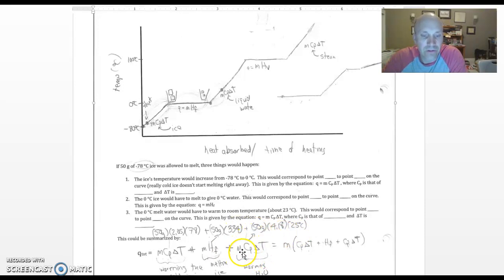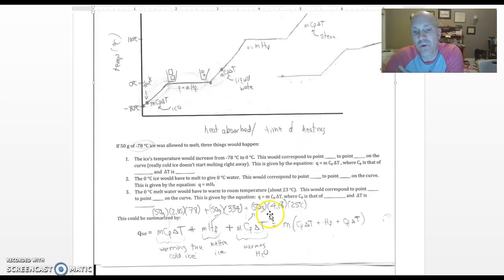And then the last part, the mass, 50 grams. Cp, notice that I now use 4.18 instead of 2.05 because this is the specific heat of this material, which is liquid water, and that's going to be 4.18. And what is the delta T? What is the temperature change from 0 up to 25? That's 25 degrees. We put that in. You do all this, calculate your answer. That would end up being the total amount of heat to get from here to here.